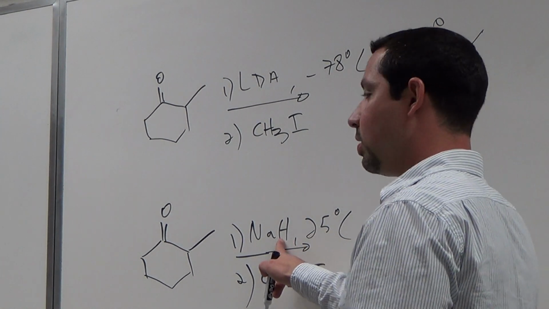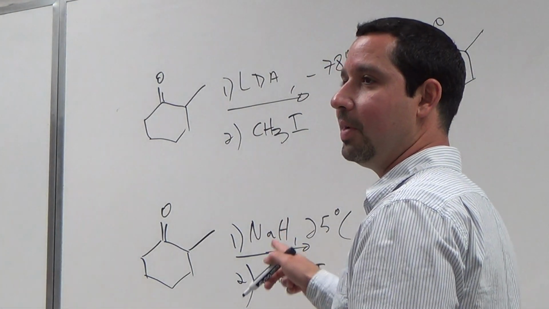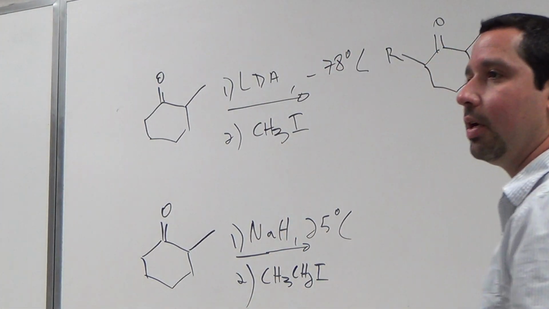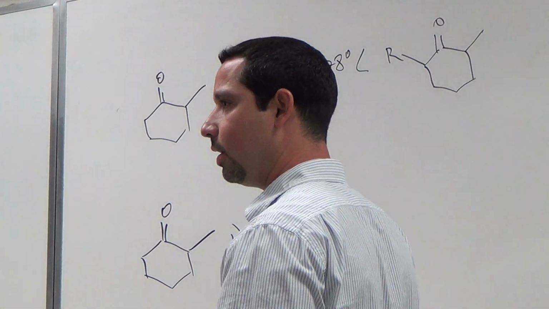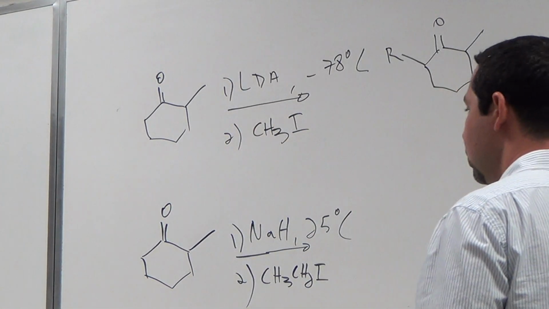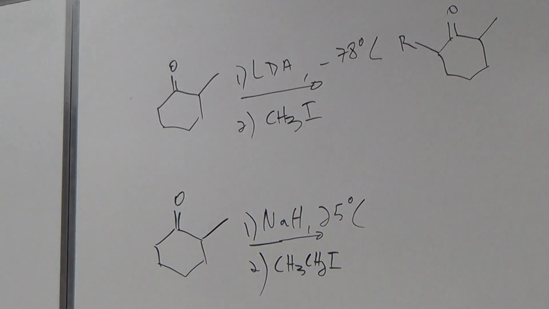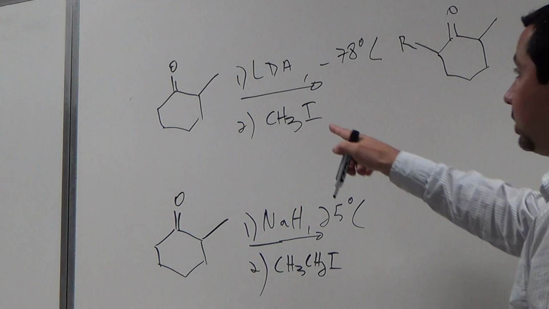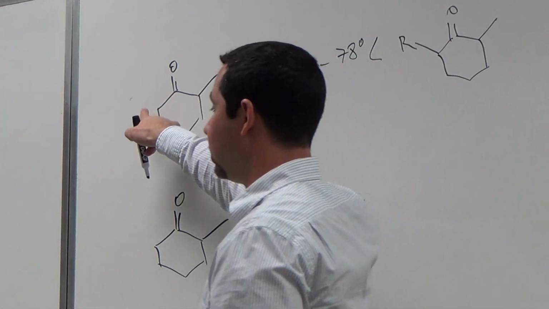Now, this base is what type of base? This is not hindered. How not hindered is that? I mean, this is a hydride. As small as possible. It's just a hydride. Not hindered at all. And under higher temperatures, if I don't put the temperature, you still have to know that this is hindered. So what side does it prefer? The less hindered side.